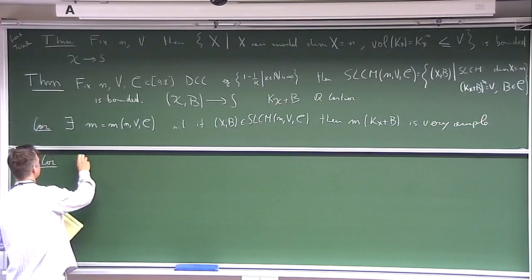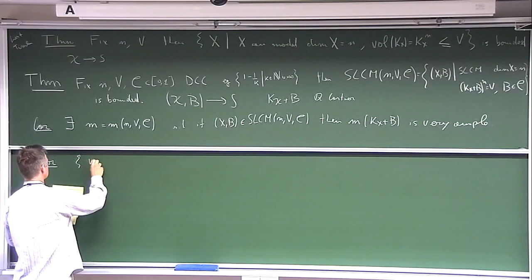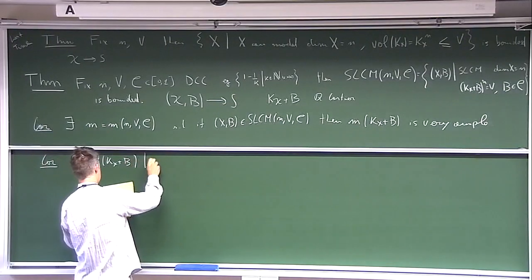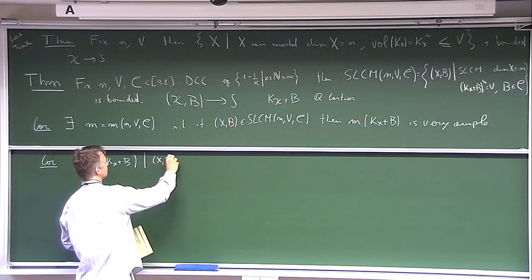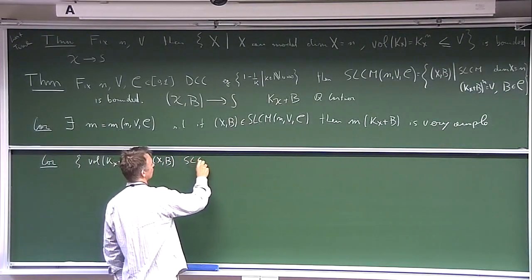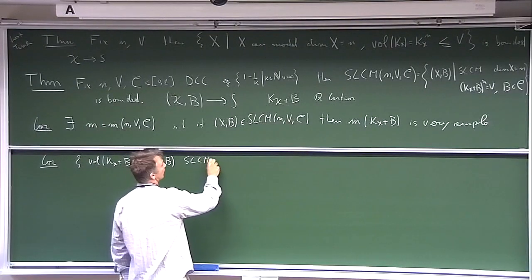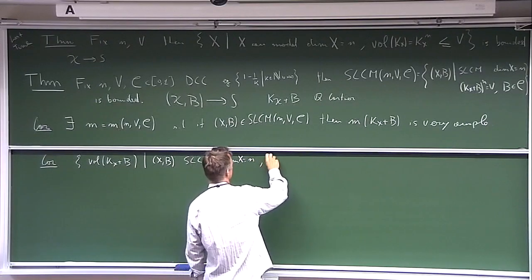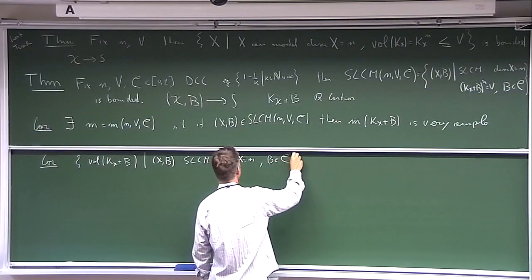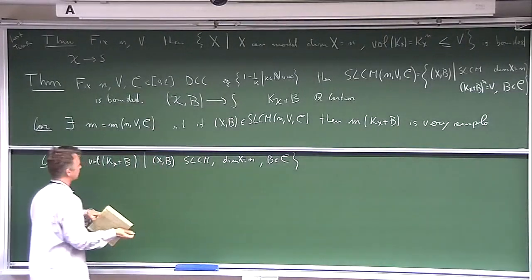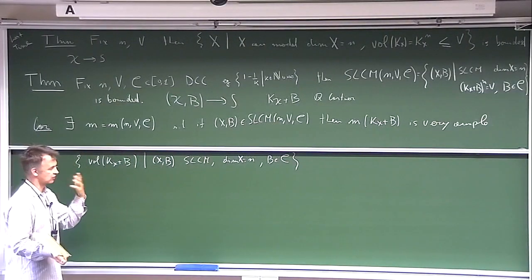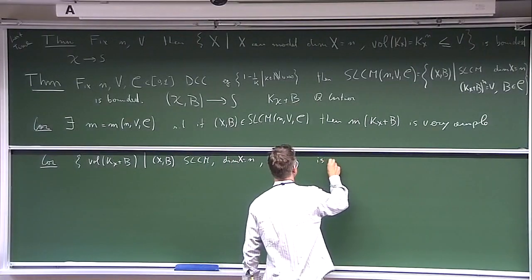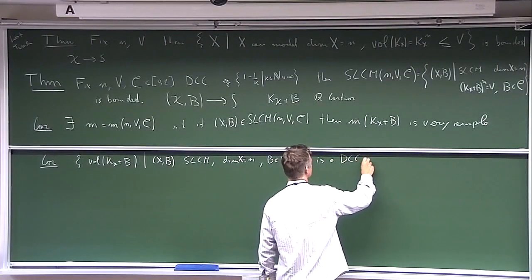So if I look at the set of all possible volumes of K_X + B, such that (X, B) are, again, these semi-log canonical models of the right dimension and the right coefficients, of course, I'm not fixing the actual volume. Otherwise, it wouldn't be a very interesting set to look at. So I look at all possible volumes, then this is a DCC set.